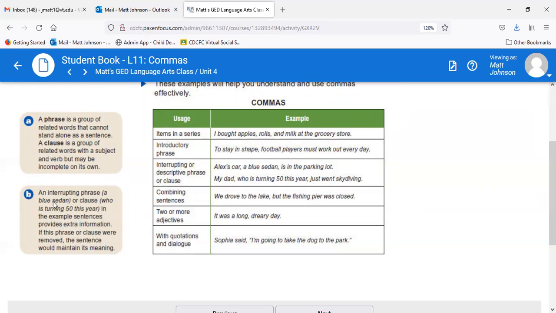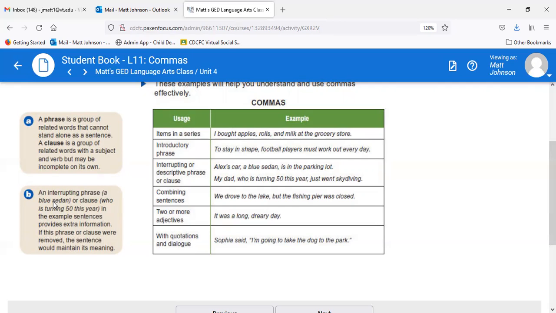So first off, we use a comma to set off items in a series. So it's probably one that we're familiar with. I bought apples, rolls, and milk at the grocery store. So after apples and rolls, we add that comma, so we set that off in a series.